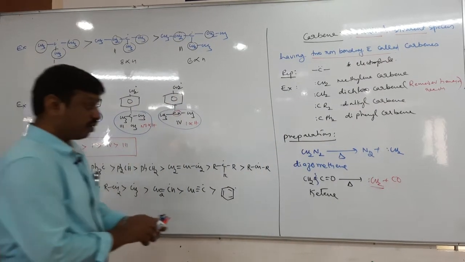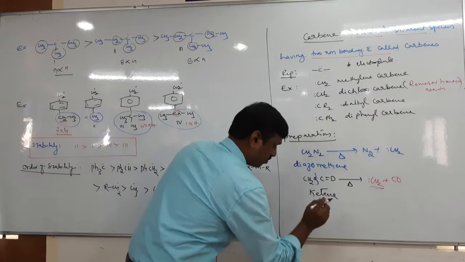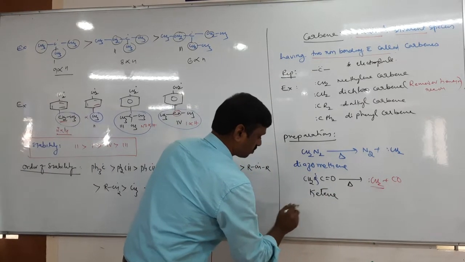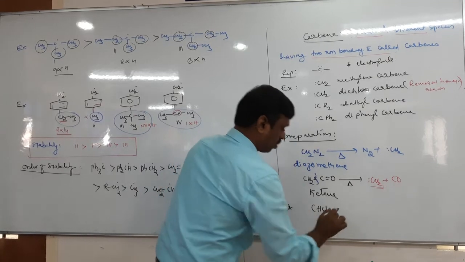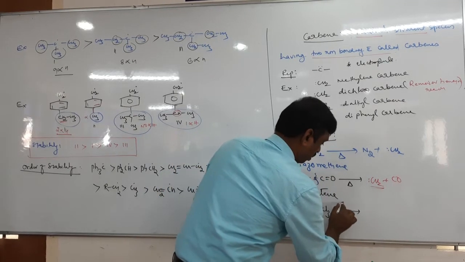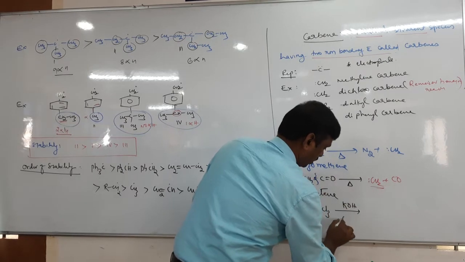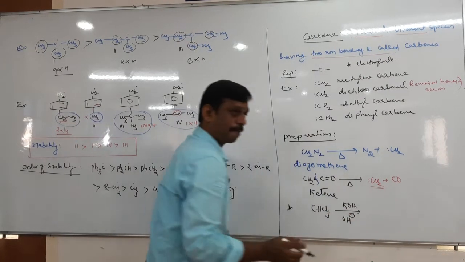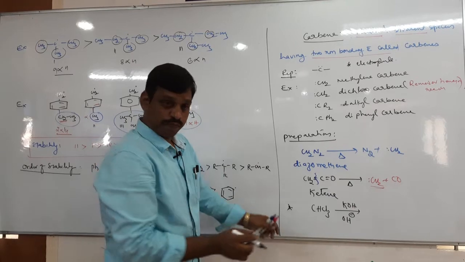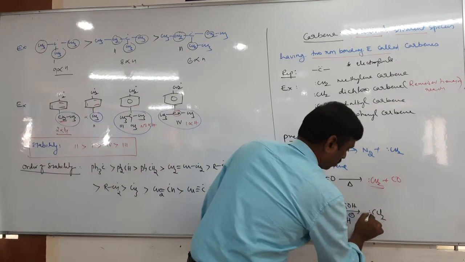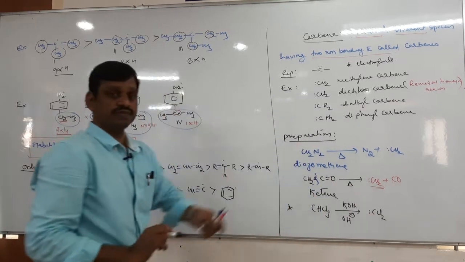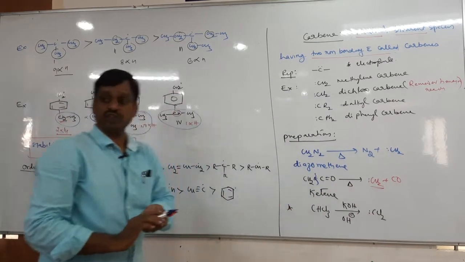Even in the Reimer-Tiemann reaction, what is the reagent used in preparation of this? Yeah, there is chloroform. Chloroform reacts with KOH, that means the base OH minus. This base removes the H, and you will get CCl2, dichlorocarbene, in the mechanism. It is in the Reimer-Tiemann reaction.